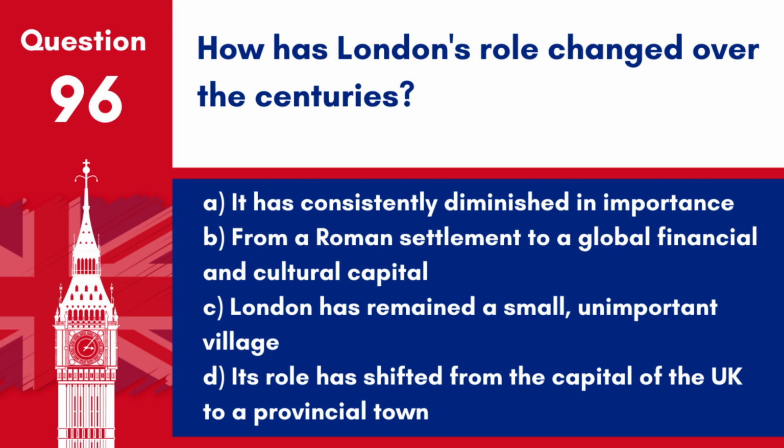A. It has consistently diminished in importance. B. From a Roman settlement to a global financial and cultural capital. C. London has remained a small, unimportant village. D. Its role has shifted from the capital of the UK to a provincial town.